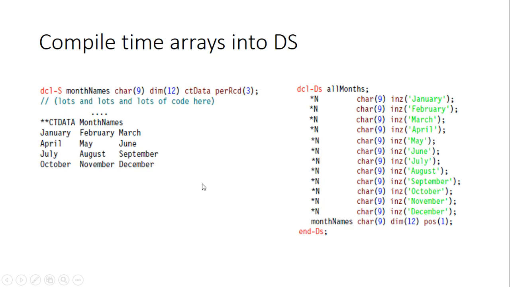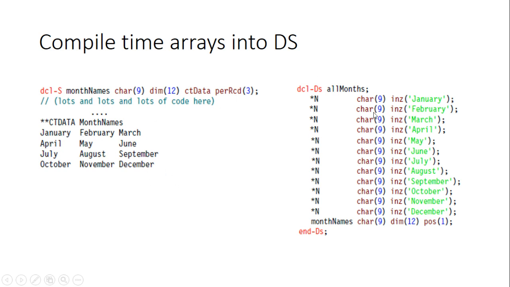And then try to avoid compile time arrays and convert them into a data structure. Here, what we are trying to do is load the 12 months into an array. There is a month names array, which is 9 characters long, and it can occur 12 times. And we are saying that the values are present in the CTDATA, which is here. One record has 3 elements, so that is 12 records.